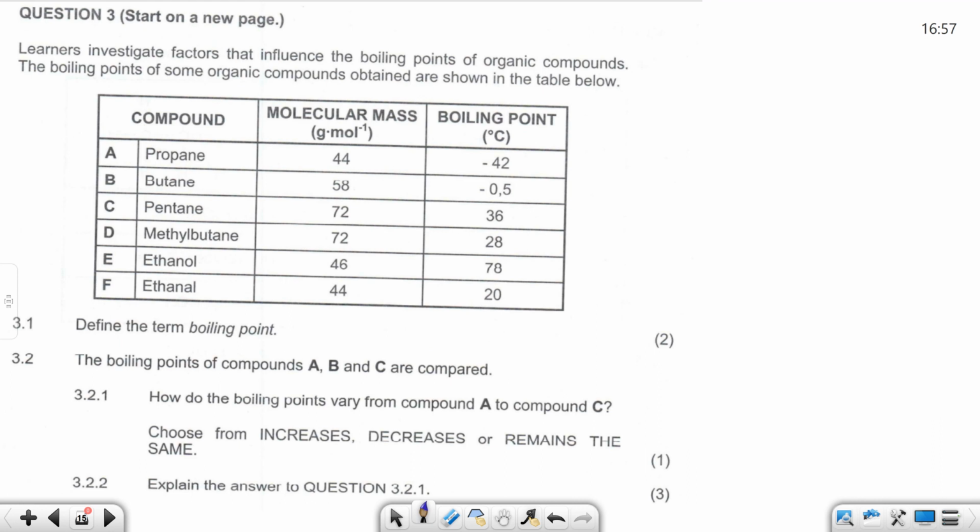All right, quickly. Let me answer this question. Learners investigate factors that influence the boiling point of organic compounds. Listen, there are 4 factors: molecular mass, the intermolecular force, the position of the functional group, and the 4th one is the chain length or the shape. Chain length, surface area, shape.